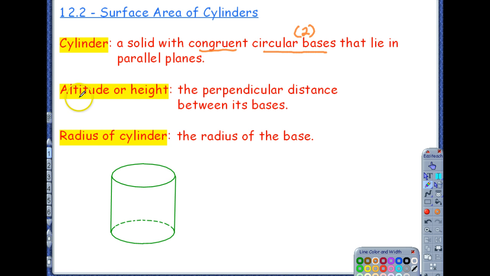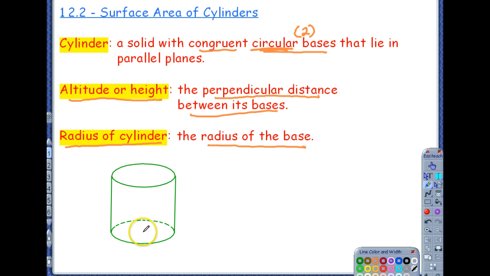So with a cylinder, you still have an altitude or height. It's still the perpendicular distance between its bases, the exact definition as with a prism. Now, the radius of a cylinder. Why would we have to talk about a radius? Well, because now we're dealing with circles. Since the bases are circles, you're going to have a radius. The radius of a cylinder is basically the radius of the base. And what's a base? The base is one of those 2 circles that are congruent.